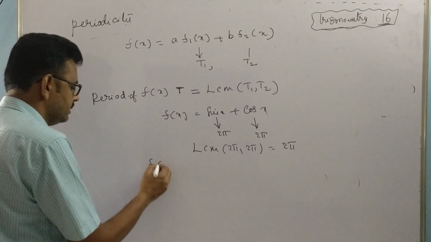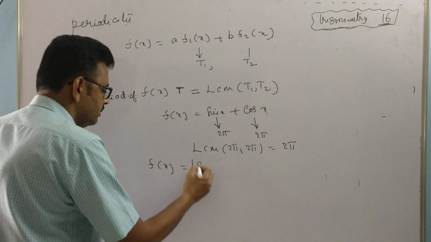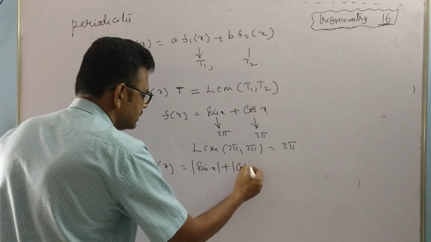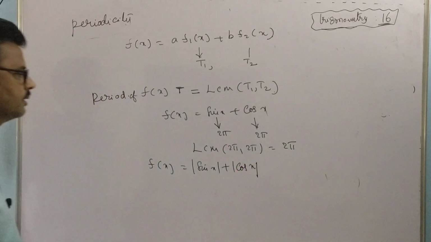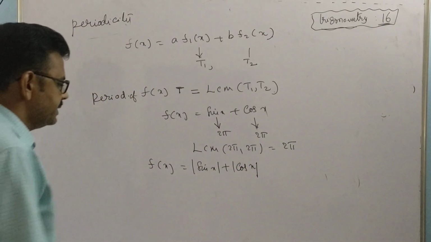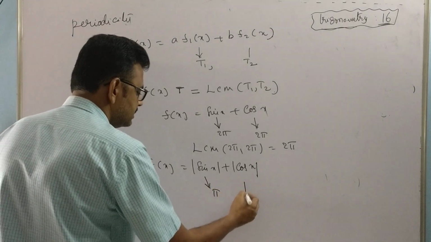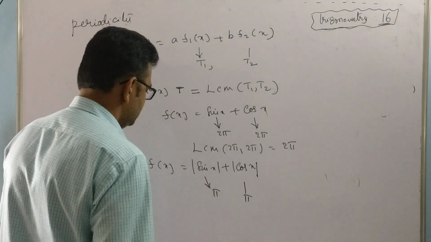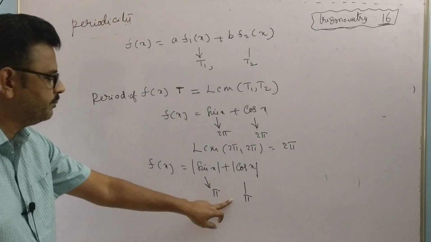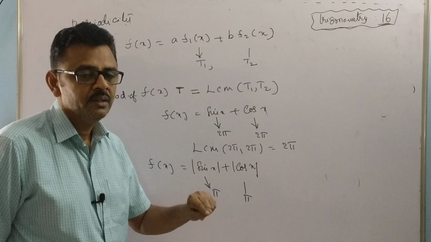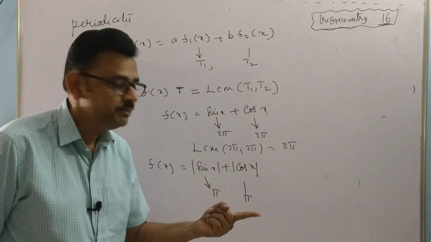Suppose you take f of x is equal to mod sin x plus mod cos x. What is the period of mod sin x? Pi. Period of mod cos x is also pi. Now what is LCM of pi comma pi? It is pi, but pi is not the period. It is a submultiple of pi.